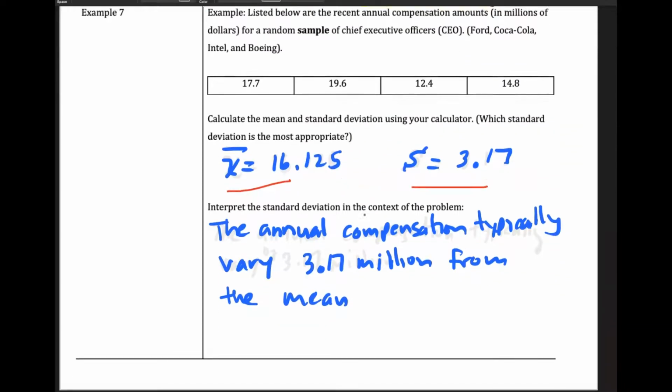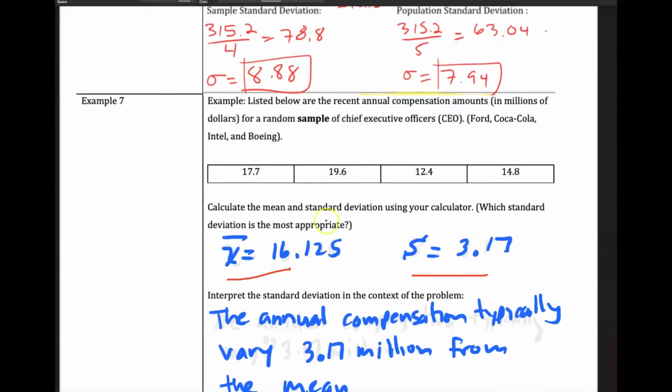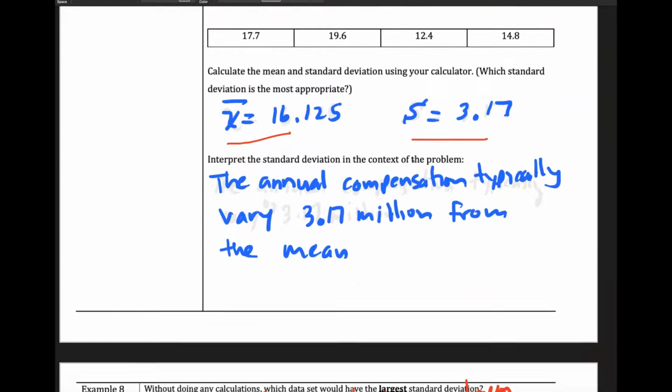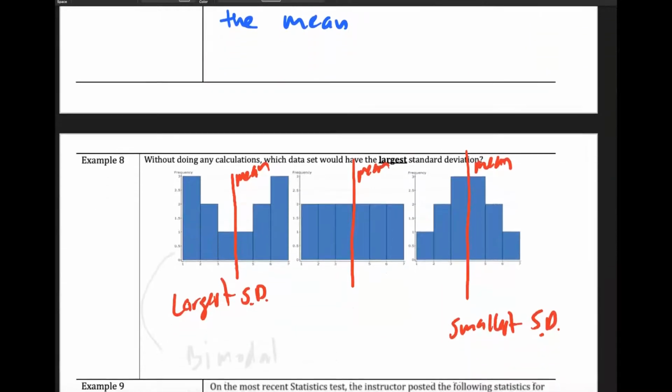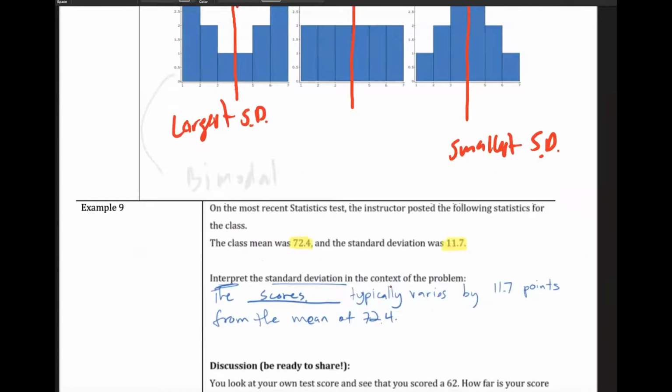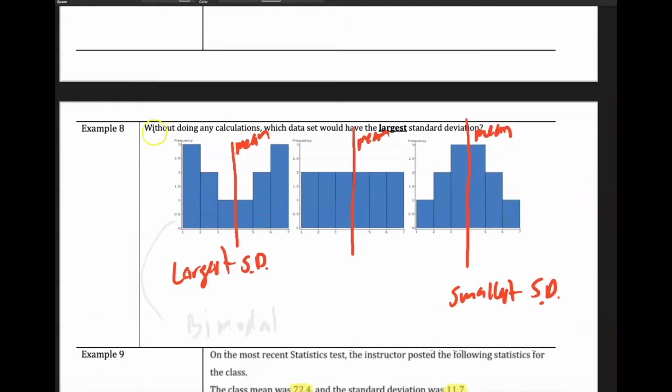And so looking at the interpretation with that, in general, we mostly only use sample. We have sample data. That's really what happens. If we have population data, it's not really statistics. And to finish this section, it's about the understanding, right? Without doing any calculations and looking at these distributions, these histograms, how could we determine which have the largest standard deviation?